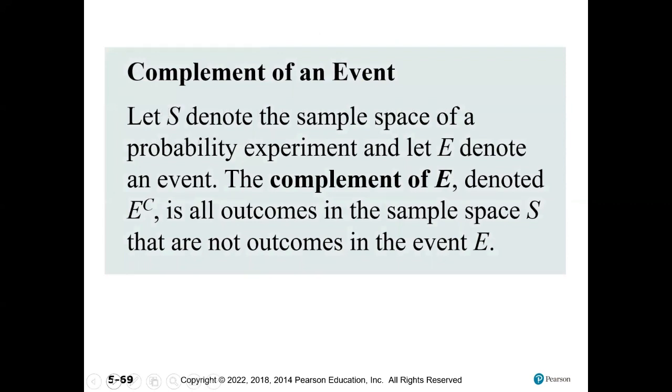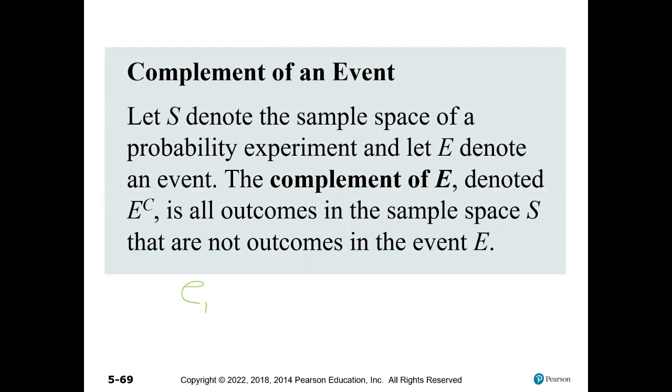Let S denote the sample space of a probability experiment and let E denote some event. The complement of E is then denoted E to the superscript C. Anytime we put the thing above, up and to the right, that's a superscript. When it was down and below, like E sub one, that's a subscript. That's why I say E sub one.